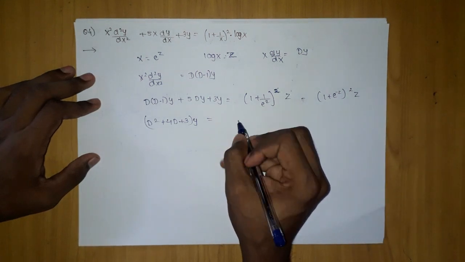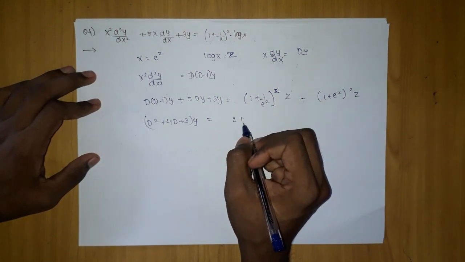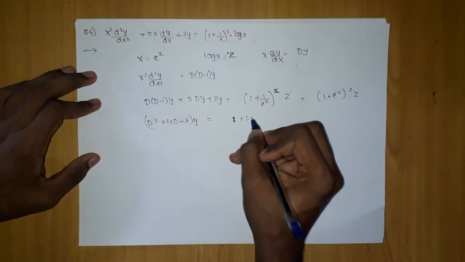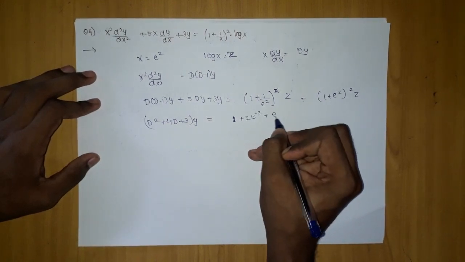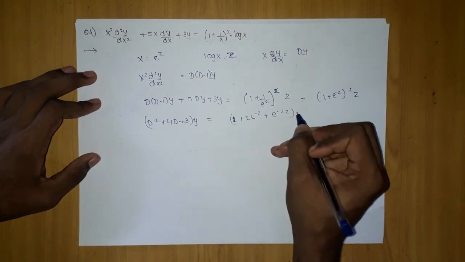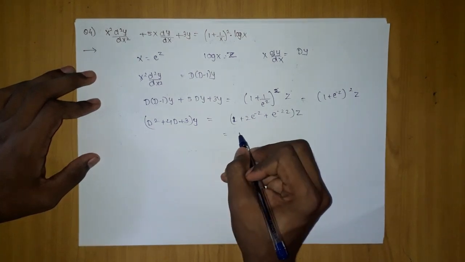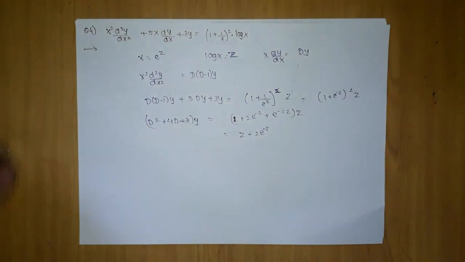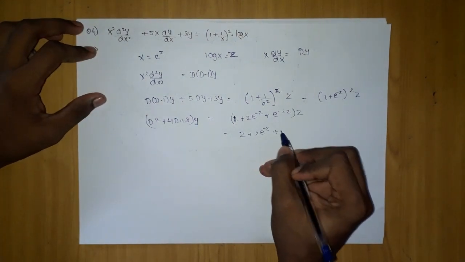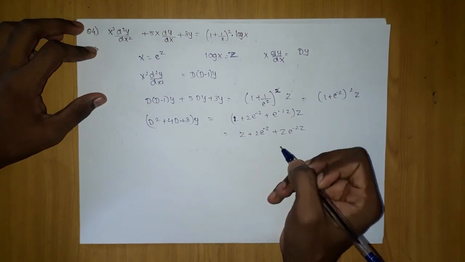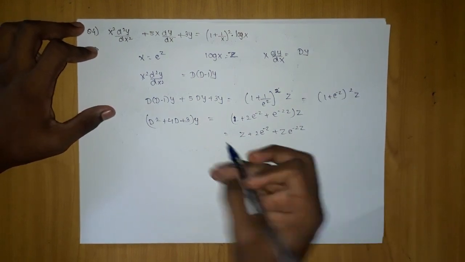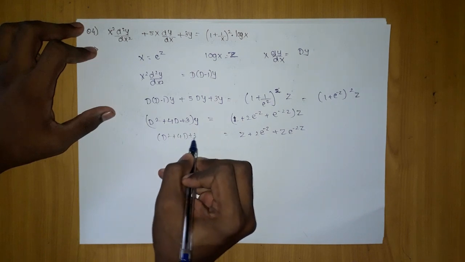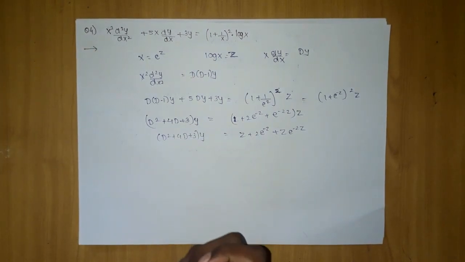If I open this, I will have z plus, I have multiplied also, 1 plus 2 e to the power minus z plus e to the power minus 2z into z. Agree? I will multiply this with each of them. So I will get z plus 2 e to the power minus z, 2 z e to the power minus z plus z e to the power minus 2z. Agree? And on the left side d square plus 4d plus 3 into y. So we are having this thing.